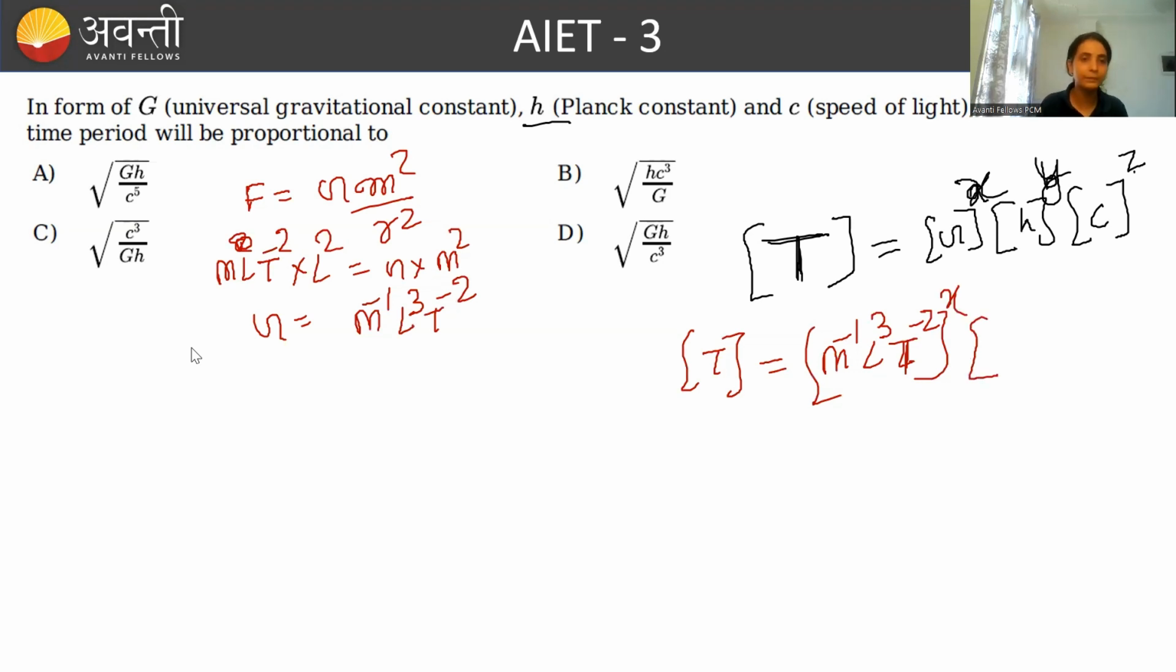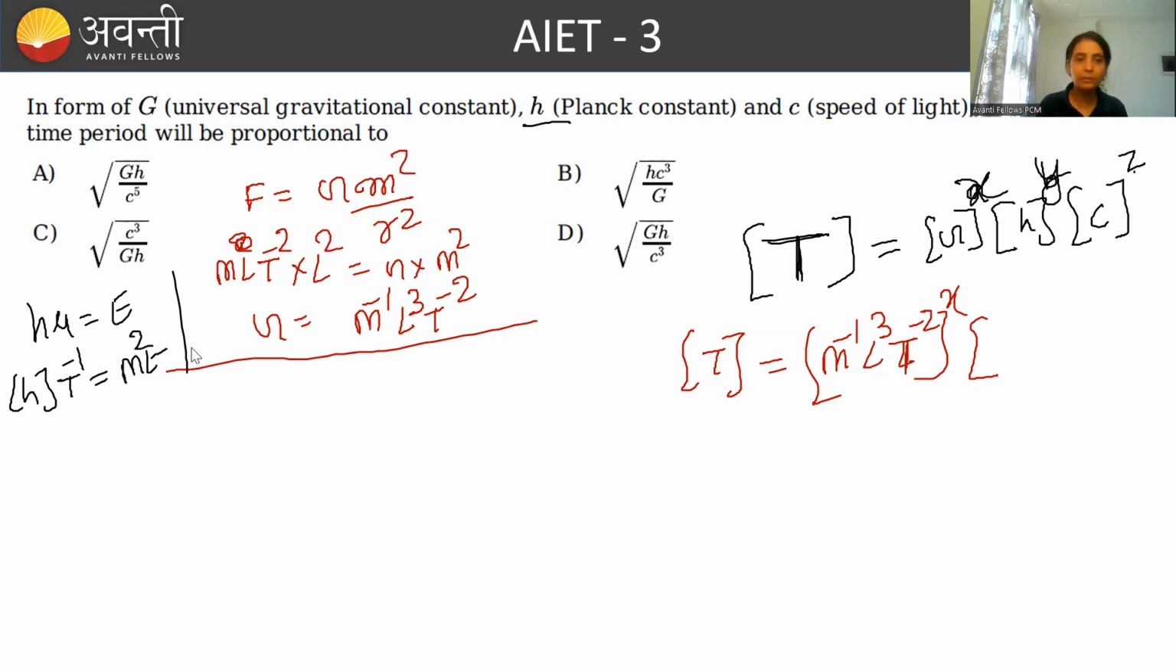That is Planck constant. So look, an easy equation we know, how to write h. h nu is equal to energy, the energy of light. So the dimension of nu is t^-1, that is frequency. Dimension of energy is ml square t^-2. So the dimension of h will become equal to what?